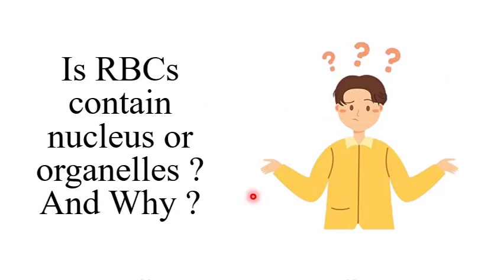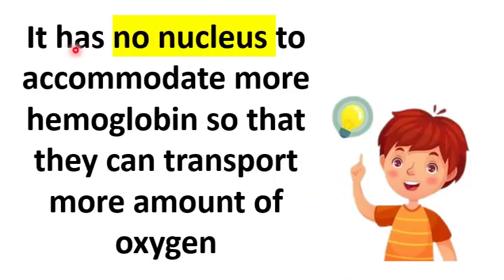So, do RBCs contain a nucleus or organelles, and why? RBCs have no nucleus or organelles. Why? To accommodate more hemoglobin so that they can transport a greater amount of oxygen, because the main function of RBCs is to preserve the hemoglobin inside them, which is responsible for transport of oxygen to body tissues. Okay?